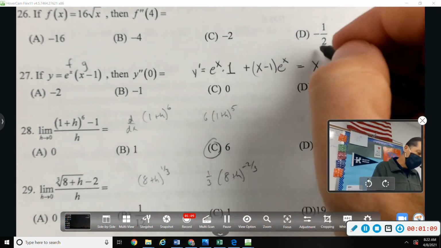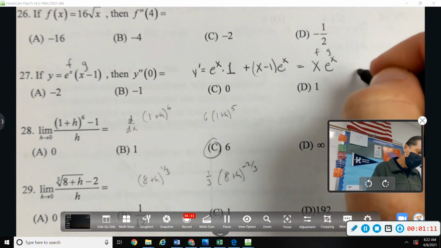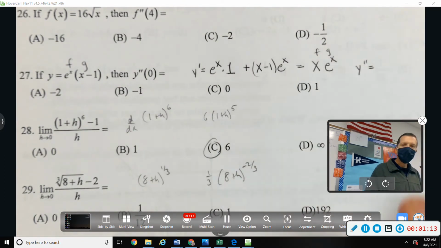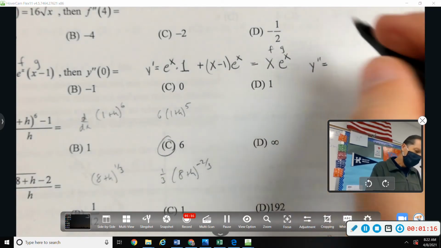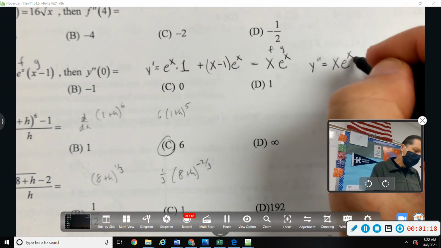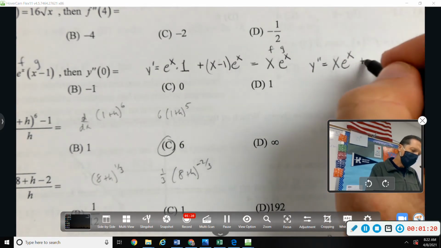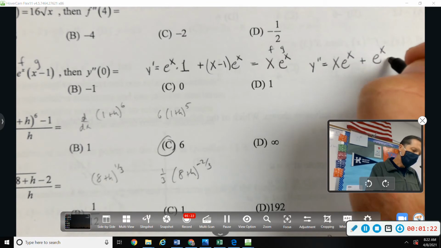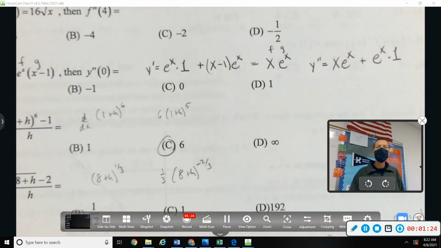So we'll do product rule again. So second derivative is the first one times the derivative of the second one plus the second one times the derivative of the first one. And as always with e to the x, they look goofy because the derivative of e to the x is e to the x. And so you kind of get lost on, wait a minute, did I take a derivative or not? Because it's the same thing.